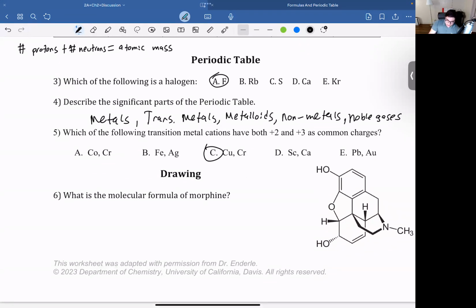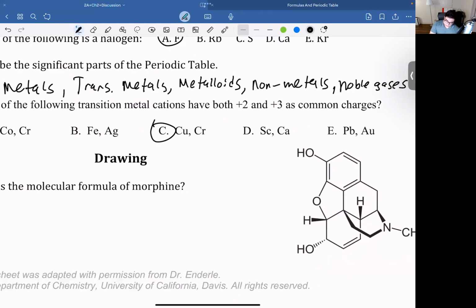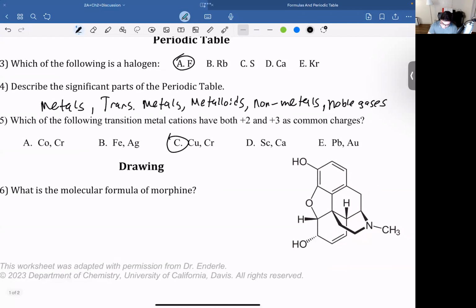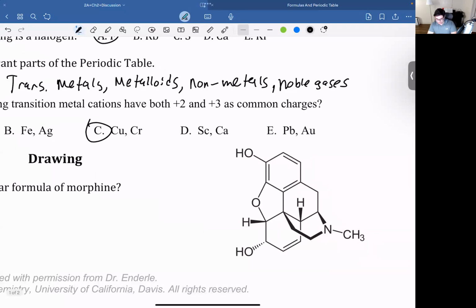Number 6 says, what is the molecular formula of morphine? So how do you figure out what the molecular formula is? What you're doing is you're counting the number of atoms of every type of atom and then writing it out. That's what it is. So how do you read this? This drawing is a line and stick drawing. We typically use these in organic chemistry to represent molecules because Lewis structures would be way too hefty, and these are just very nice. So how do you do this?